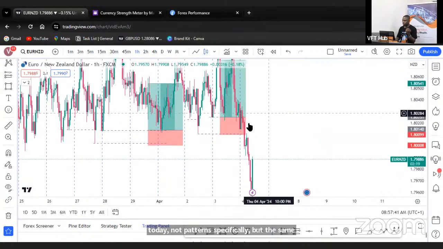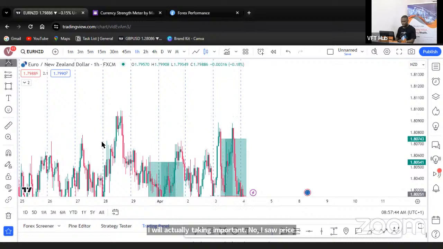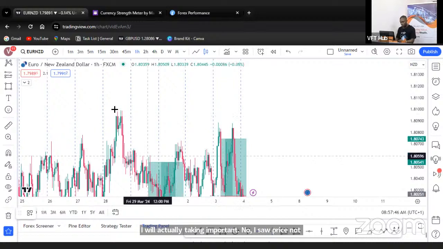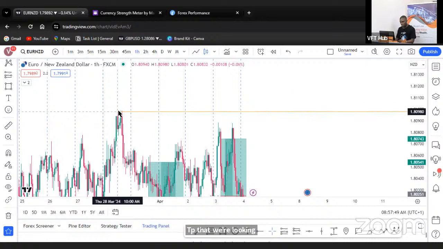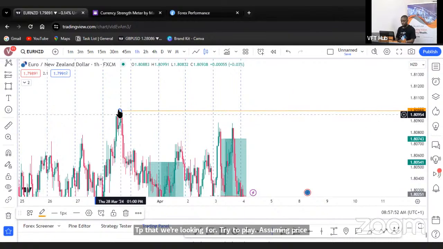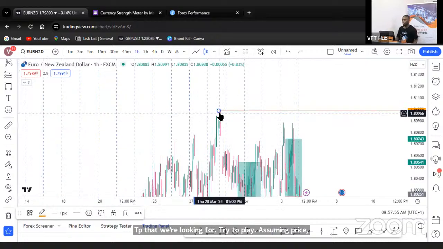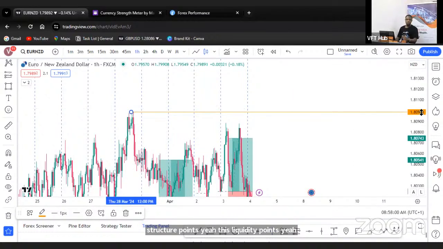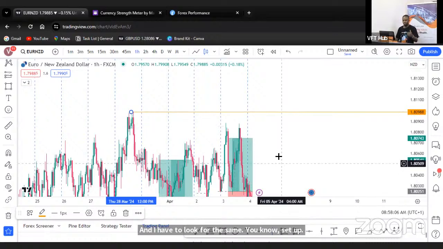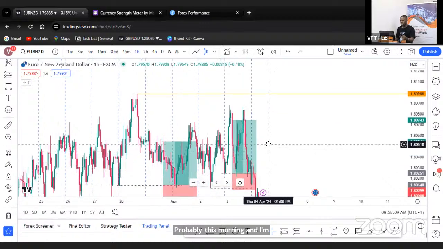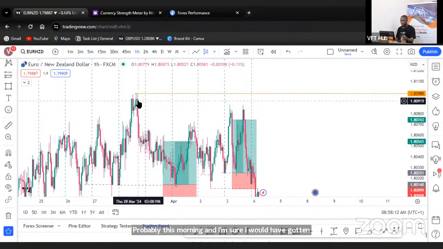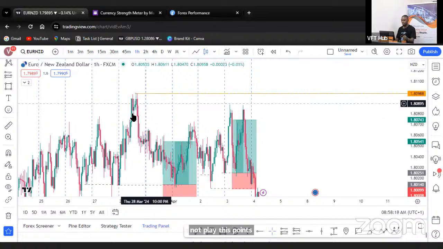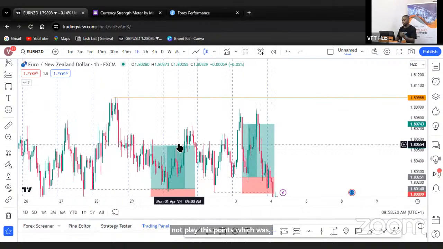But then the moment I saw price not clearing, because here is our ultimate TP that we're looking for, price to clear. Assuming price cleared this structure point here, this liquidity point here, interesting. I tell you, we are going to be flying to the upside, right? And I'll still look for the same setup probably this morning, and I'm sure I'll have gotten one and then continue to the upside. But price did not clear this point, which was our ultimate point of exit for these two trades.